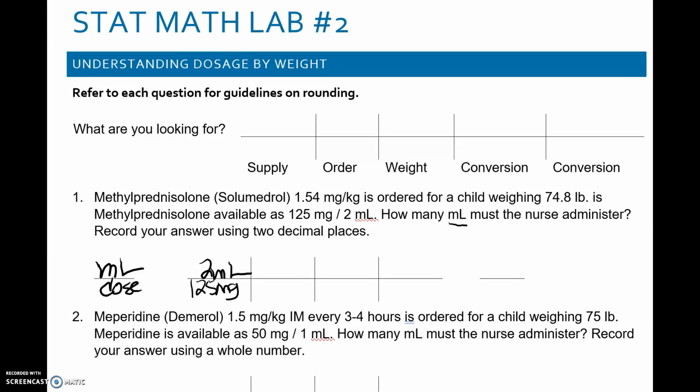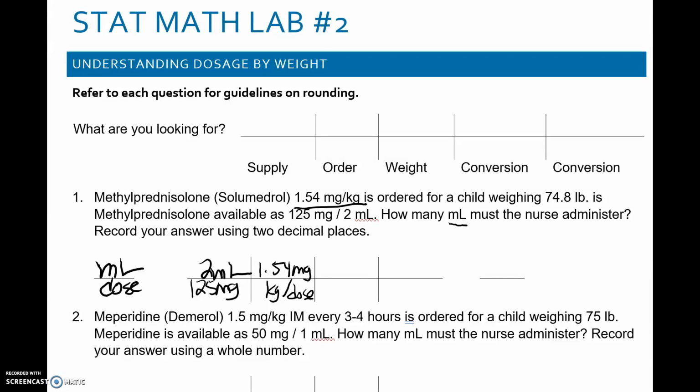Okay, if we need to cross out and convert our problem to other units of measurement, the next thing we're going to need is these milligrams here. So we're going to put 1.54 milligrams per kilogram. And then we have to decide, is that per day or per dose? The order reads methylprednisolone 1.54 milligrams per kilogram is ordered for a child weighing 74.8 pounds. So this is per dose.